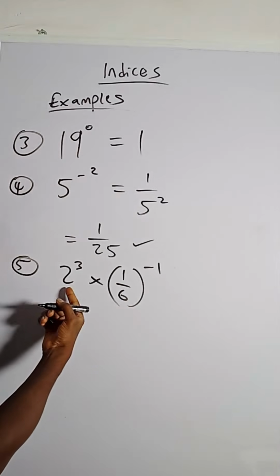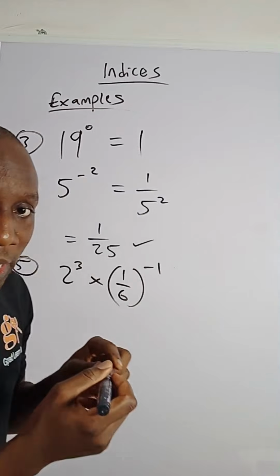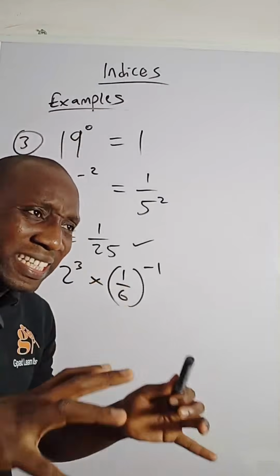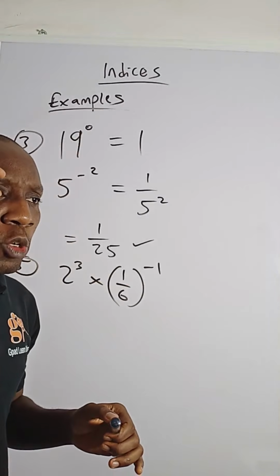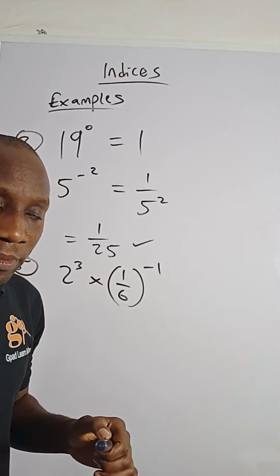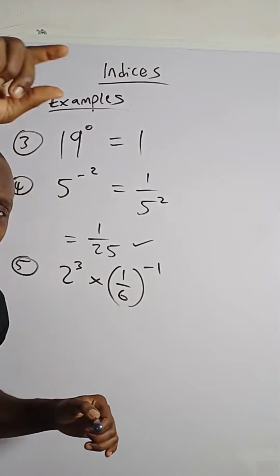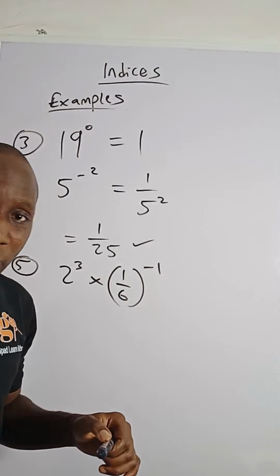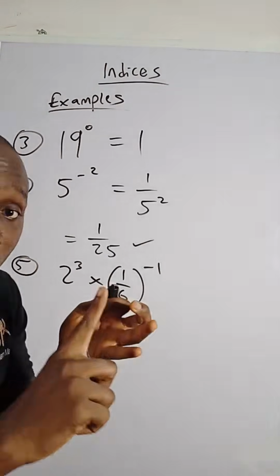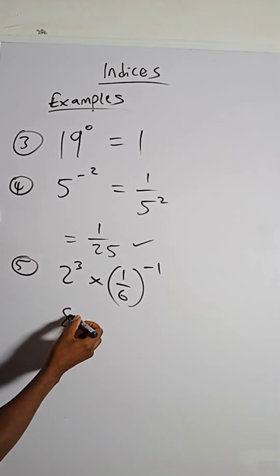So let me now work this out. 2 raised to the power of 3, see. For those who are wondering, this 6 cannot be expressed as a power of 2. Well, it can, but you will not have an exponent that's a whole number. Maybe a decimal number, but we don't want to do that at all. See, 2 raised to the power of 3 means 2 times 2 times 2, which is 8. So you write 8 here times.